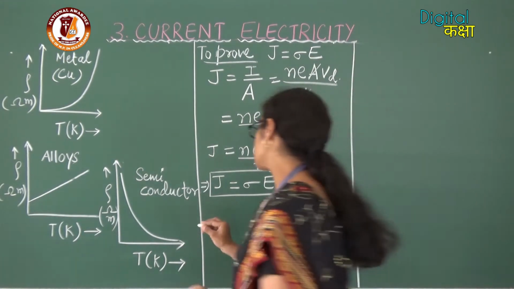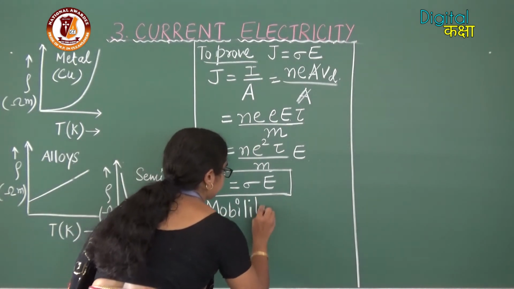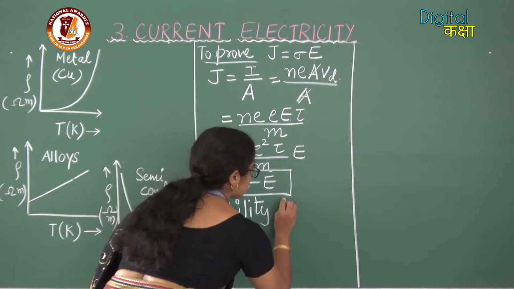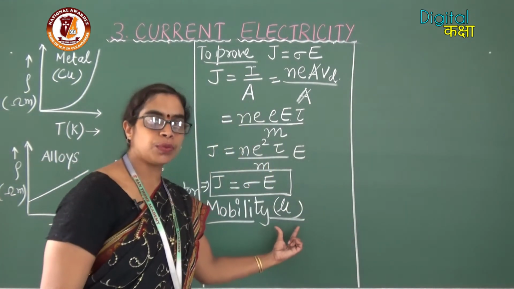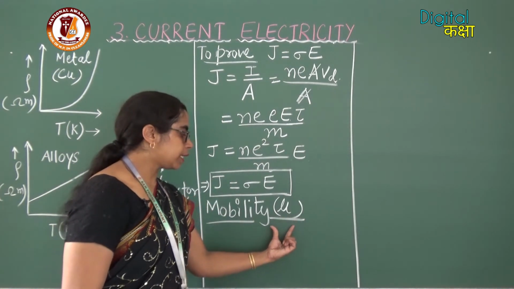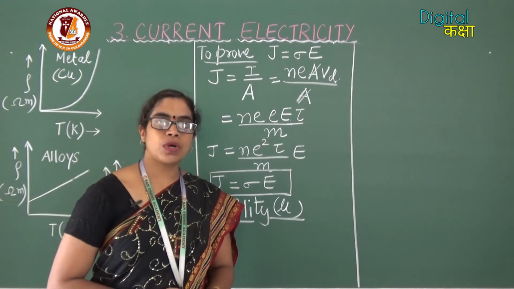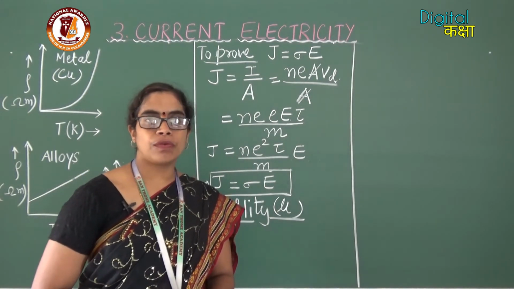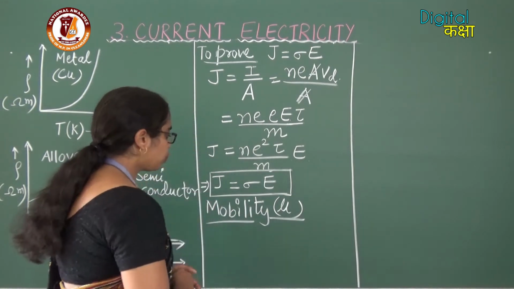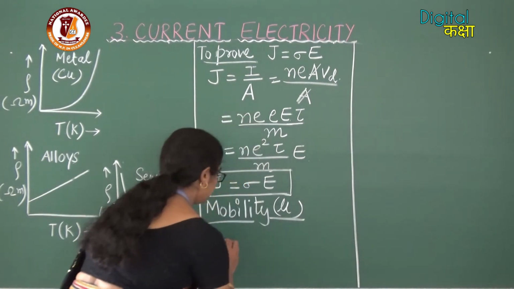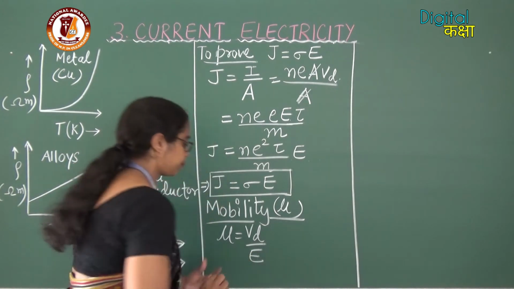Let us come to the next topic, which is mobility. Mobility is a physical quantity which is denoted by mu. This mobility is defined as the drift velocity of the electrons per unit value of the applied electric field. This way, the formula for mobility can be written as Vd upon E.